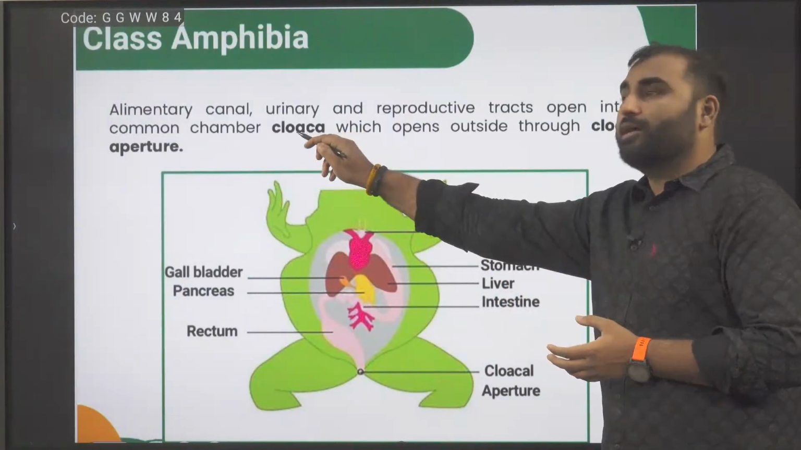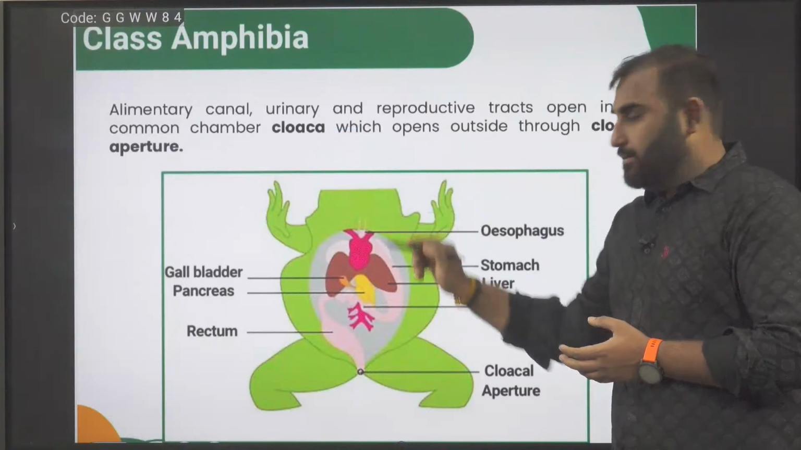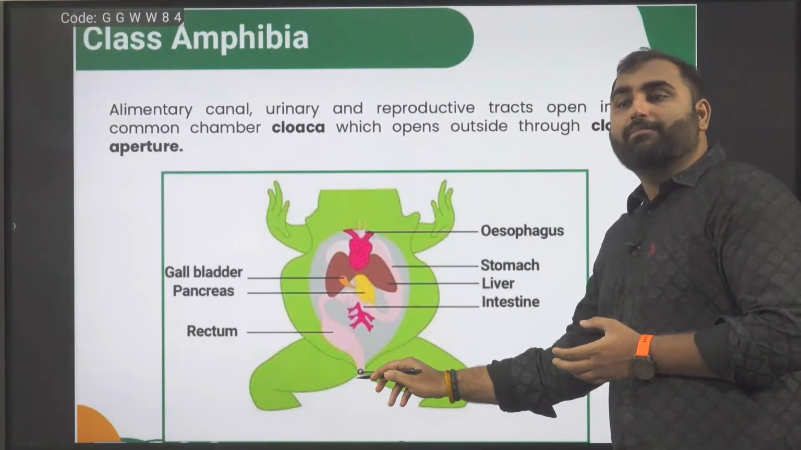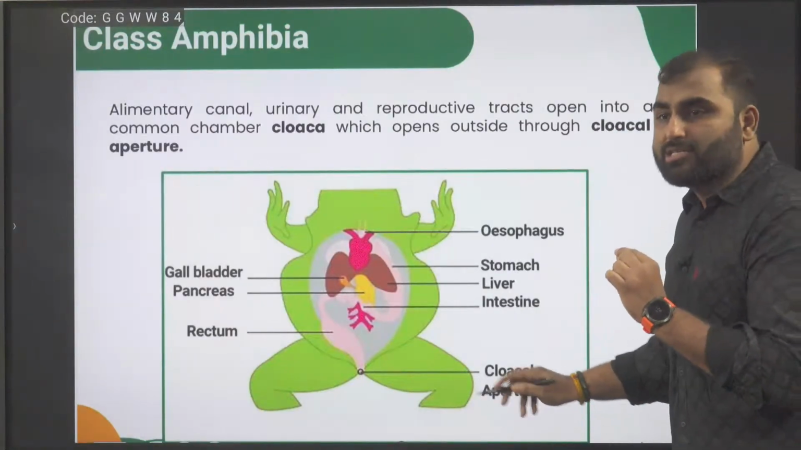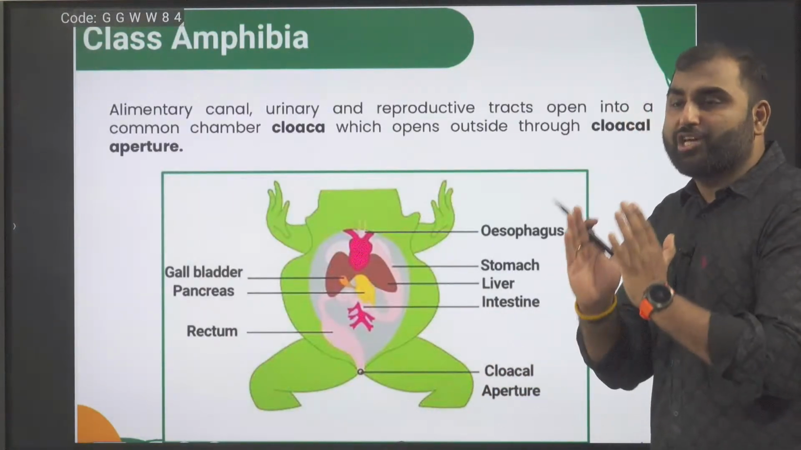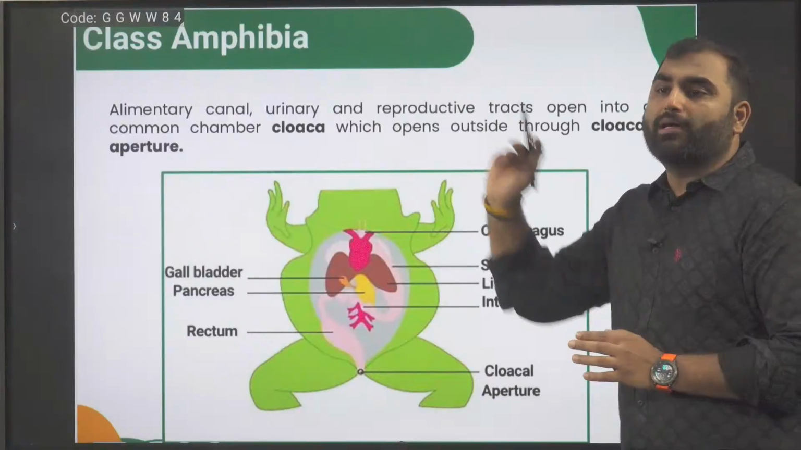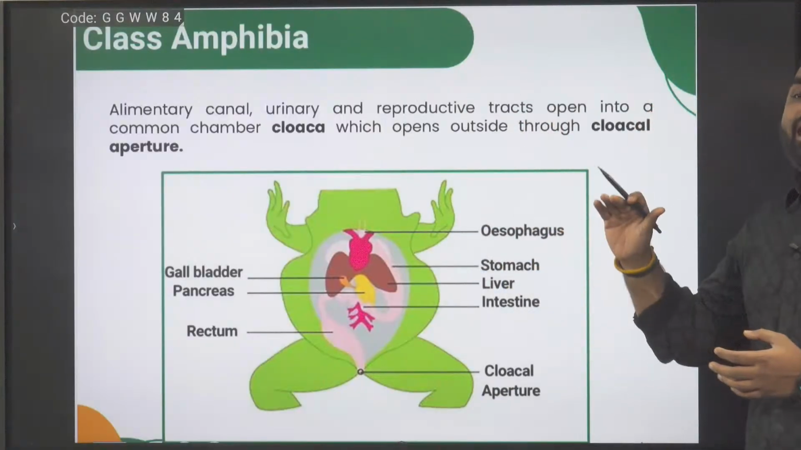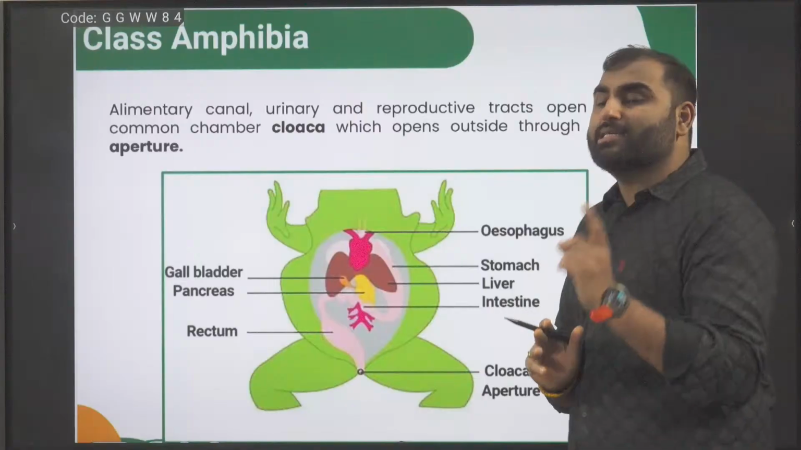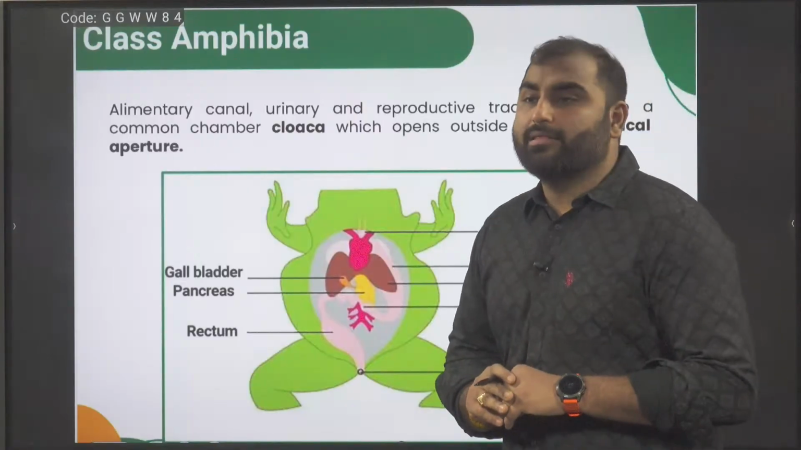Okay, the chamber is called the cloaca. The opening of the cloacal chamber is called the cloacal aperture. Aperture means opening. And just above the cloacal aperture, we have the chamber that is called the cloacal chamber. So alimentary canal, urinary tract, reproductive tract, all open in the cloaca. Only a single opening is present in the body.